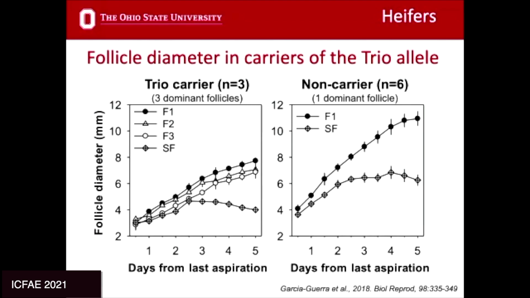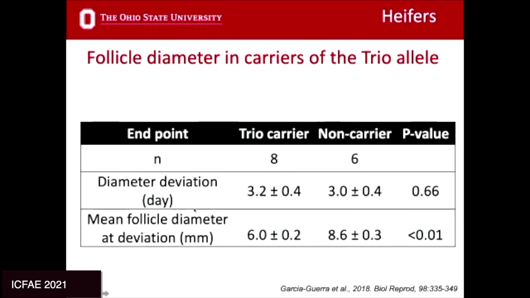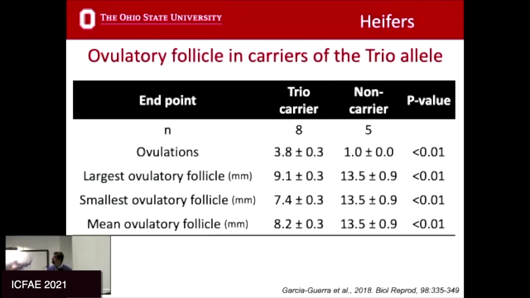And if that was the case, then we could calculate diameter deviation, which remember was that change in growth rate that you see around here. So we calculated diameter deviation and we found that it occurs at the same time after wave emergence, right around day 3 in both genotypes. And then we also were able to establish the mean follicle diameter at the time of deviation. And we see that trio carrier follicles have much smaller size follicles at the time of deviation.